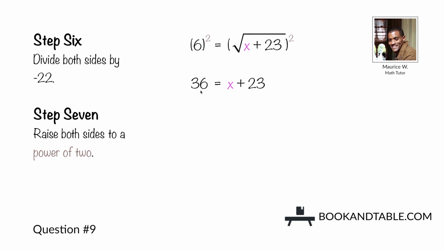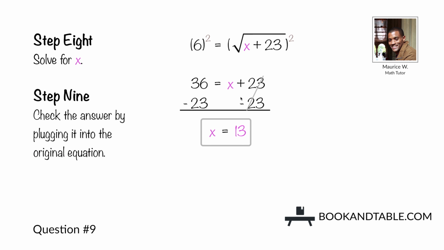6 squared is equal to 36. The square root of x plus 23 squared is equal to x plus 23. Now you subtract 23 from both sides, giving you x is equal to 36 minus 23, which is 13.